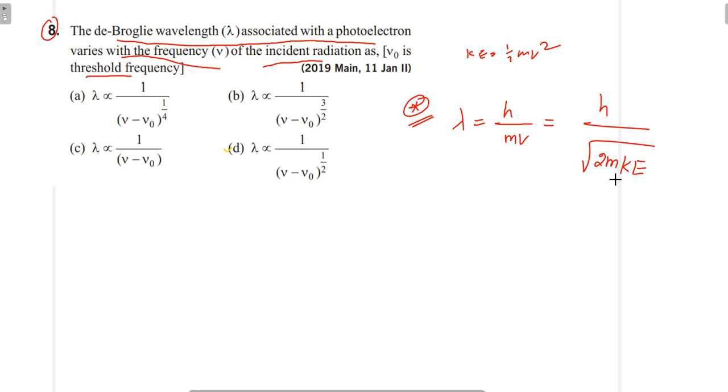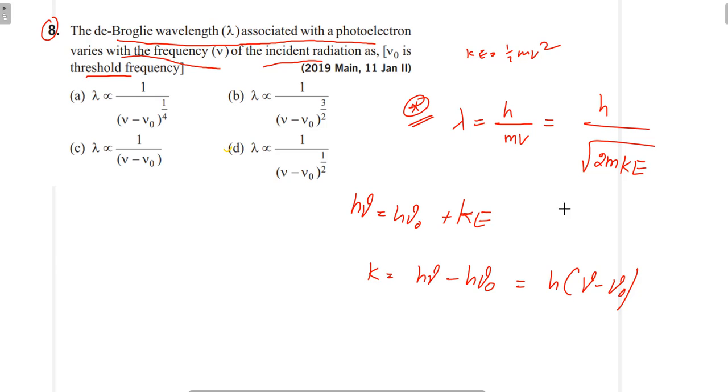Remembering formulas is important. So now KE, then photoelectric effect: h nu equals h nu naught plus KE. Then KE equals h nu minus h nu naught, as well I can take h as common, nu minus nu naught. Then just substitute this in place of KE, I can substitute h into nu minus nu naught.